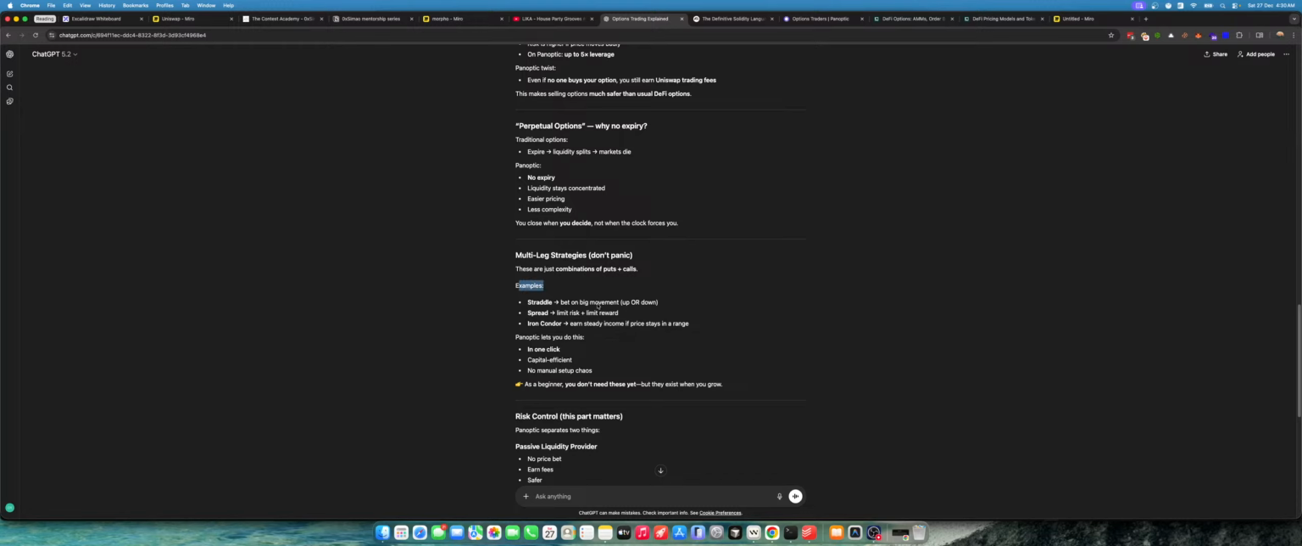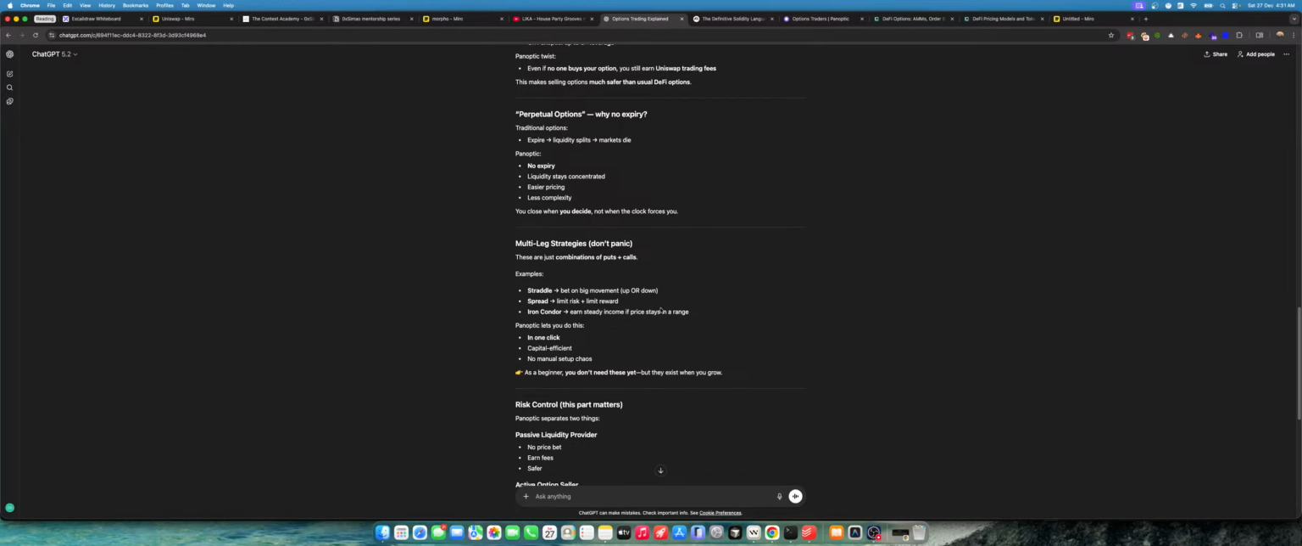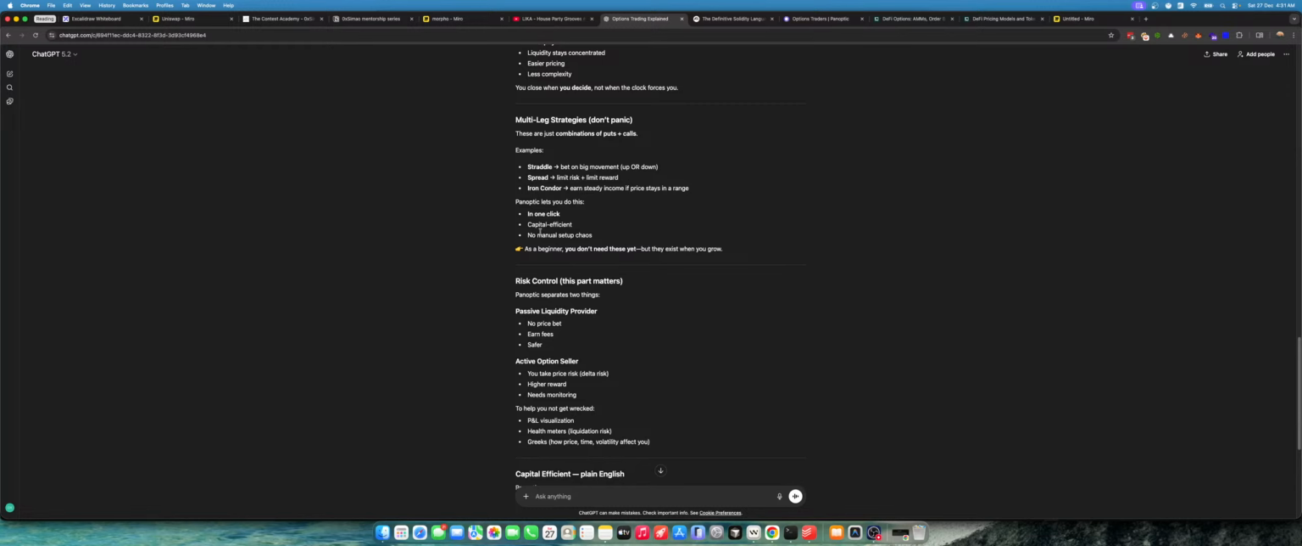I think these are too much. Maybe let's... Options strategies are just combinations of puts and calls. A straddle is a bet on big movement up and down. A spread is limited risk but limited reward. An iron condor is steady income at a price range. Capital efficient.